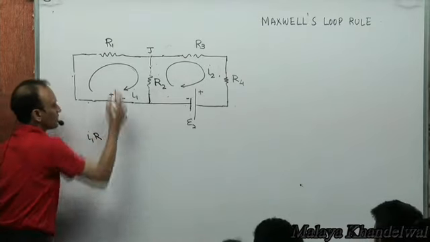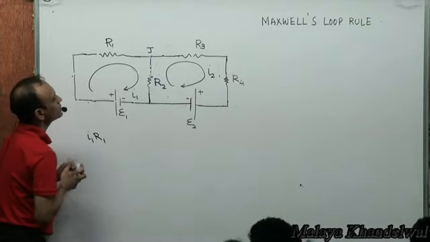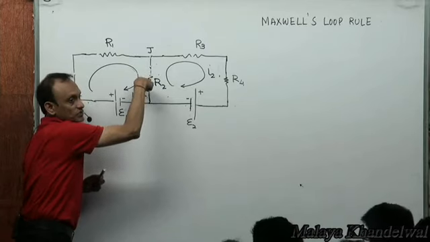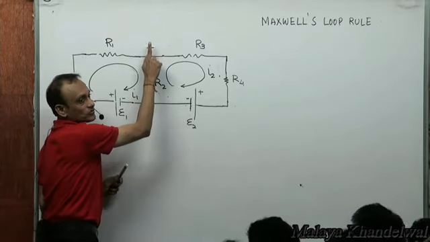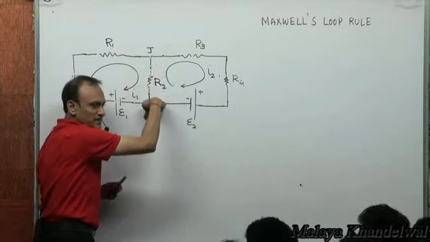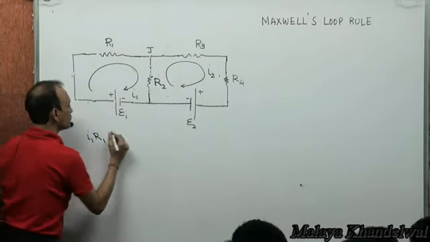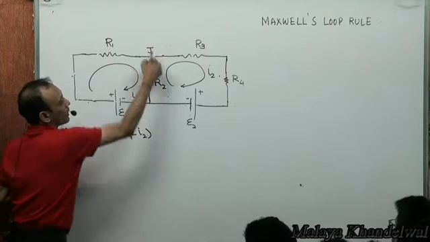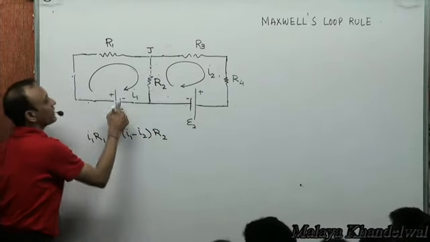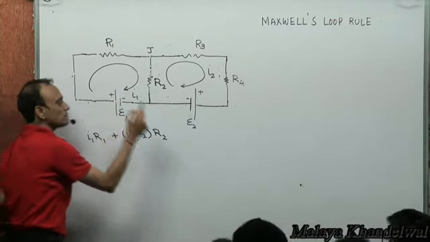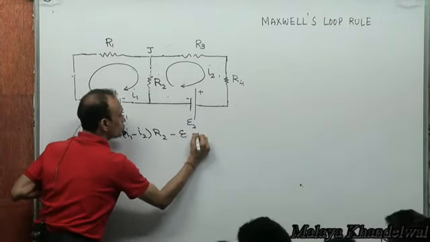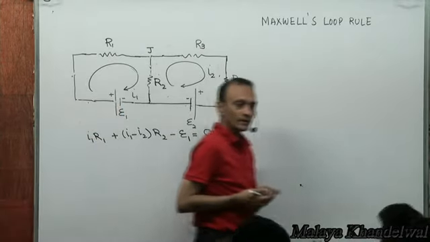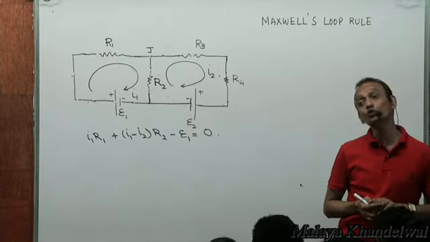This is loop 1, I1 R1, right? Then across this, there is I1 going this way because of this loop, and there is I2 going this way because of this loop. That means there is a net I1 minus I2 going downwards. Yes or no? R2, yes or no? And then there is increase, so minus epsilon 1 equal to 0. Right? That's loop 1, where I've applied the loop rule.